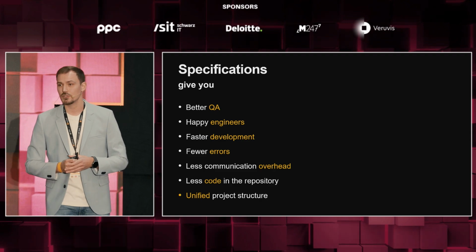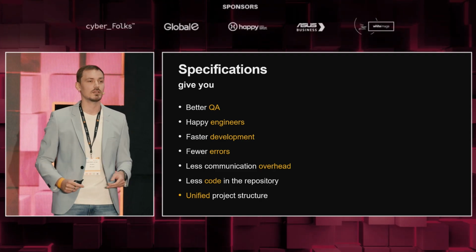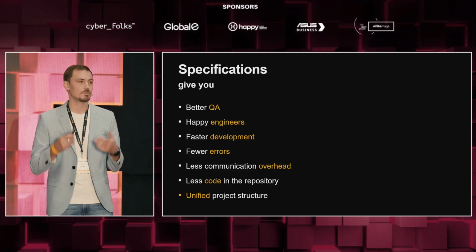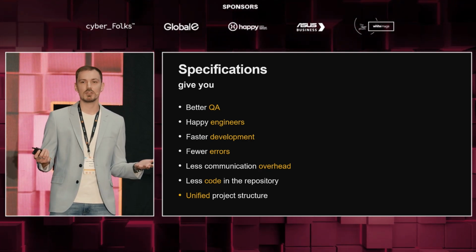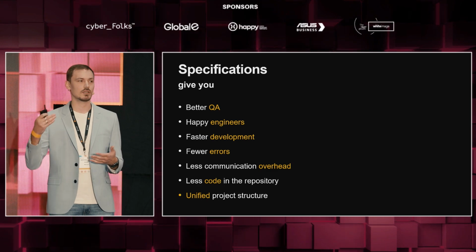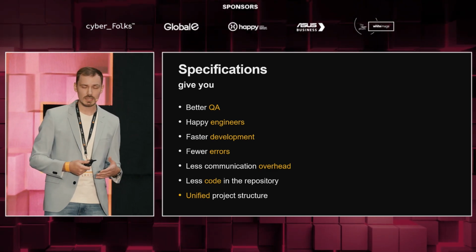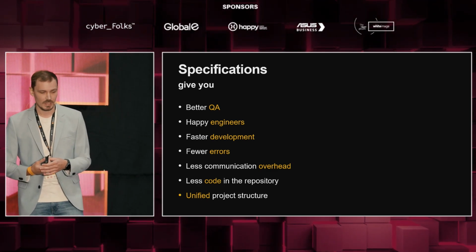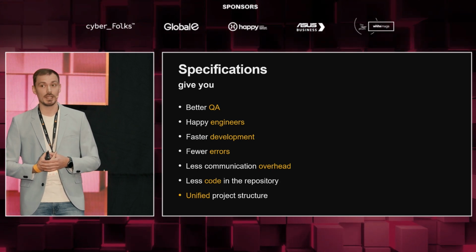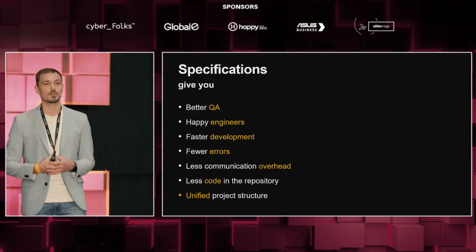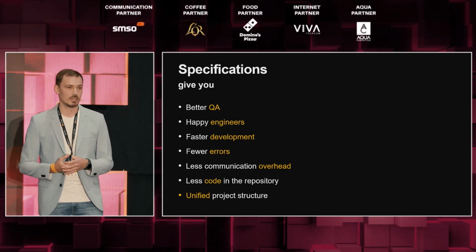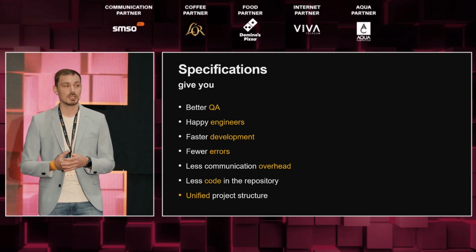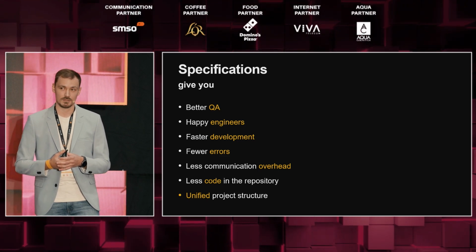Then we have happy engineers. Developer experience is better. The amount of time we spend for writing code is less. And anyway, some automation every time makes engineer happy. We have faster development as a coincidence because of the previous points. We just do less, and that's why we have faster development. I'm not saying that it's easier, but it's faster.